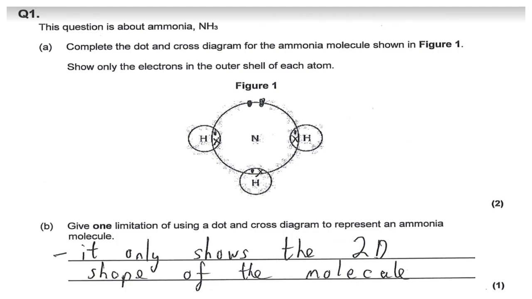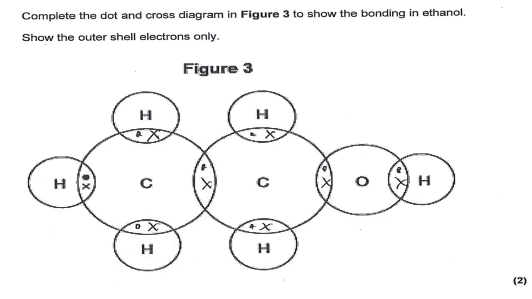So here's a typical exam question. A limitation of dot cross diagrams is that it only shows the 2D shape, not the 3D shape of the molecule. And here's one that you're asked to fill out as well. Just pause and have a look, make sure you understand them.